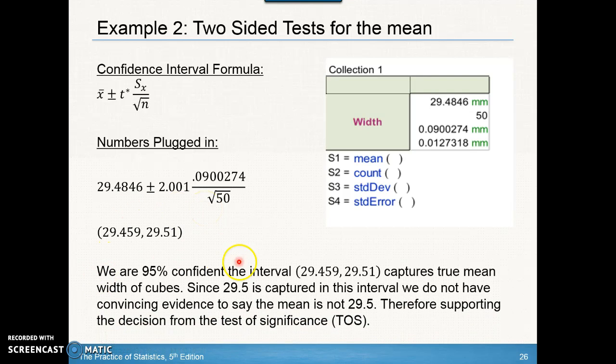So we're 95% confident that the interval captures the true mean width of cubes. Now, since 29.5, because that was our hypothesized null, is in the interval, we do not have convincing evidence to say that the mean is not 29.5. So since 29.5 is in here, that's one of the possible values that could be the true population mean. This actually supports our decision from the test of significance because we failed to reject the null for our test of significance.